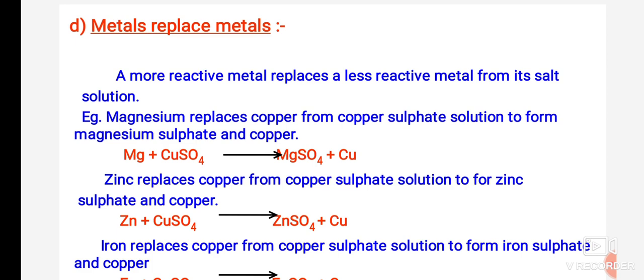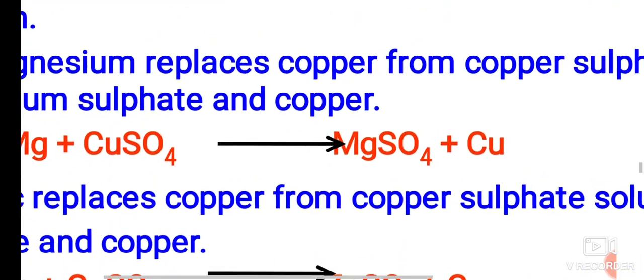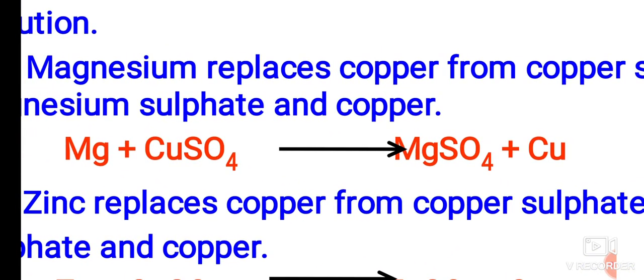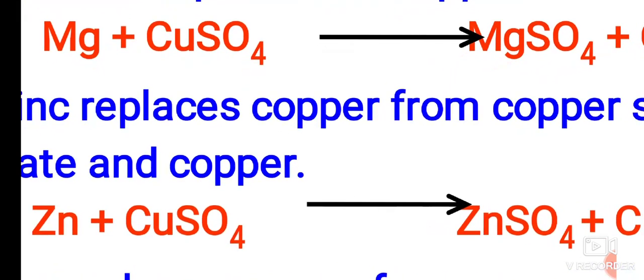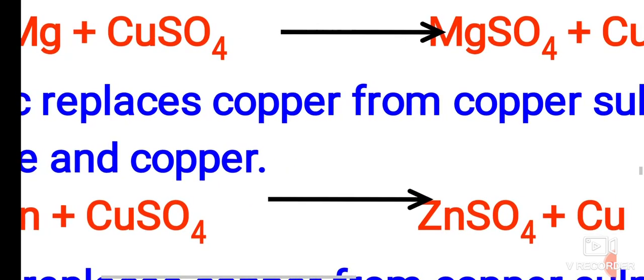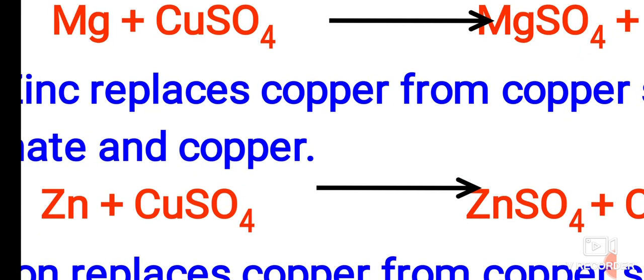How does it take place? You can see here is one equation. Magnesium plus copper sulfate gives rise to magnesium sulfate and copper. That means magnesium is more reactive than copper. That's why it replaces copper. In another reaction, you can see zinc plus copper sulfate gives rise to zinc sulfate and copper. That means zinc is more reactive than copper.